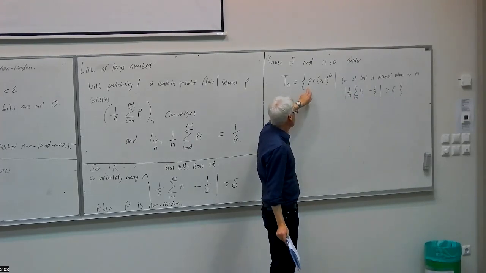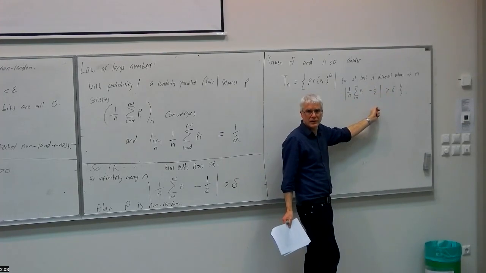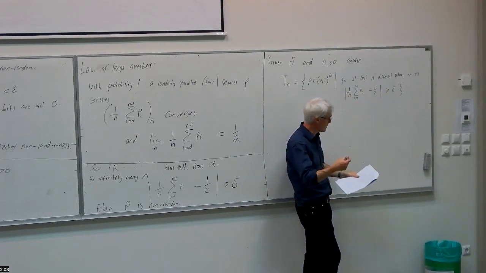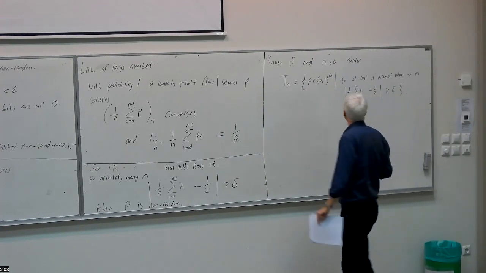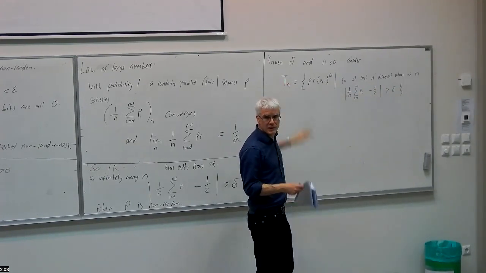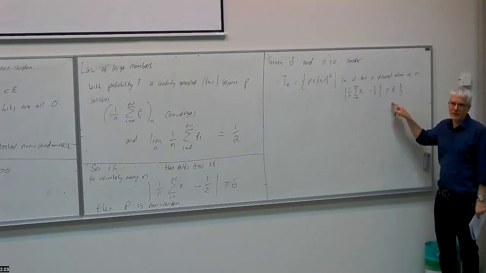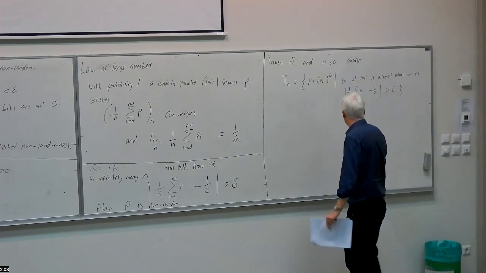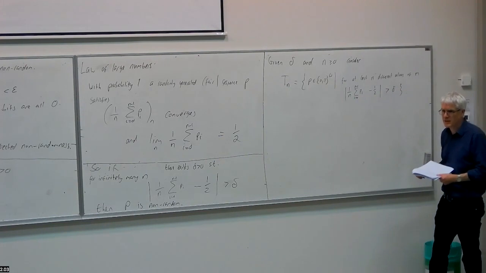So here we're looking at those sequences such that there are n different places in the sequence where the average up to the current position differs from a half by more than delta. This is a property we can test, because we keep on tossing and checking if our running average has differed by more than delta at least n times so far. If it hasn't, we toss again and get another value. We might carry on forever, but if this property holds, we will eventually detect it.